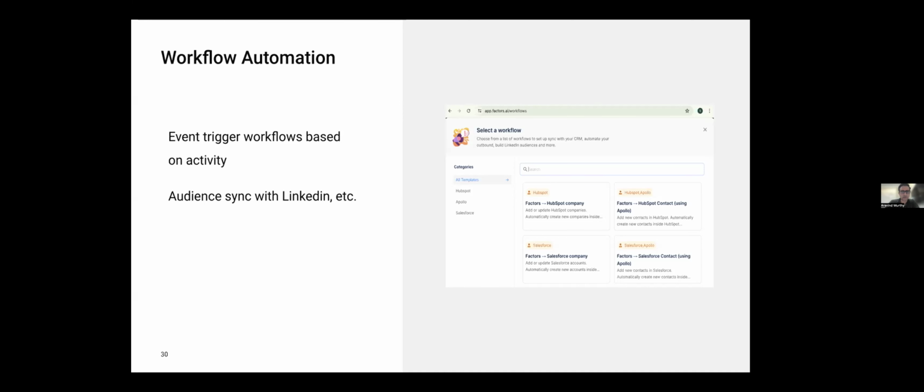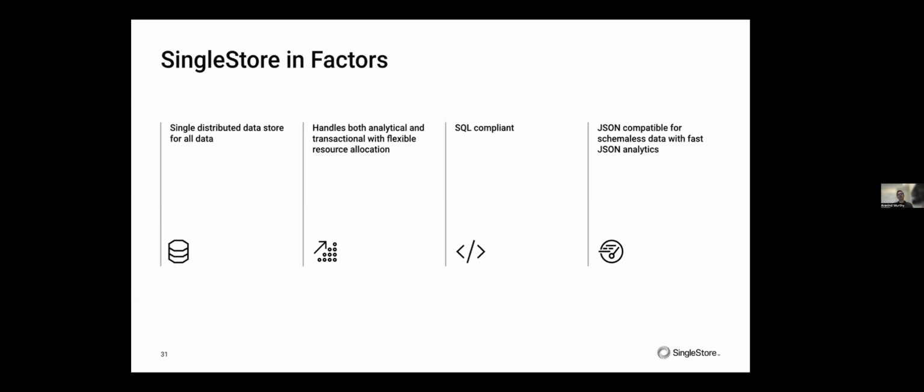So all of this data intelligence, segmentation, etc., is being done for us on SingleStore. SingleStore is the primary data store and the only data store for us. And the reason that we went with SingleStore is, one, it's distributed, it scales efficiently, and it works for both transactional and for analytical loads.